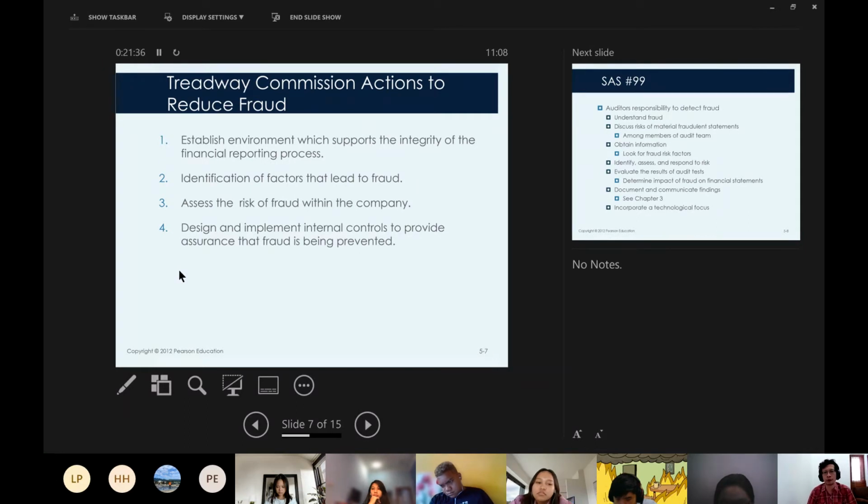So how to reduce fraud? First, establish an environment which supports the integrity of the financial reporting process. Identify factors that lead to fraud, assess the risk of fraud within the company, and design and implement internal controls to provide assurance that fraud is being prevented. So this is the key actually. Design and implement internal controls. We will discuss it next week.